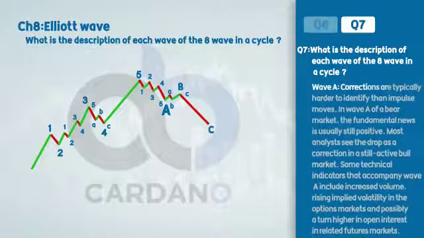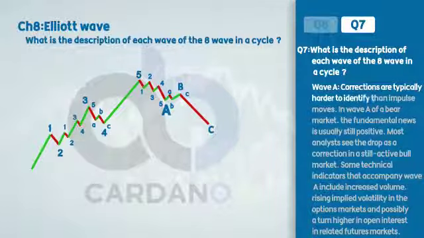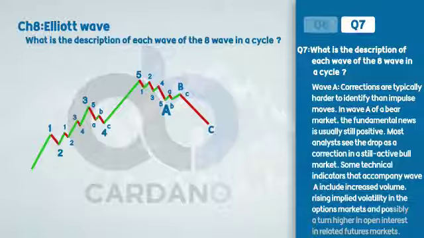Wave A. Corrections are typically harder to identify than impulse moves. In Wave A of a bear market, the fundamental news is usually still positive. Most analysts see the drop as a correction in a still active bull market. Some technical indicators that accompany Wave A include increased volume, rising implied volatility in the options markets, and possibly a turn higher in open interest in related futures markets.